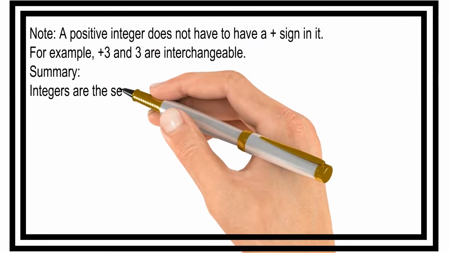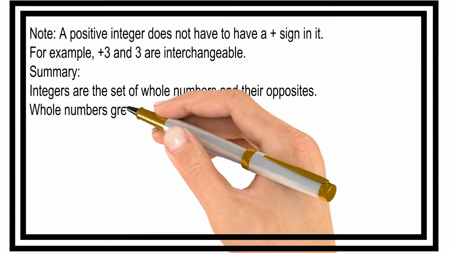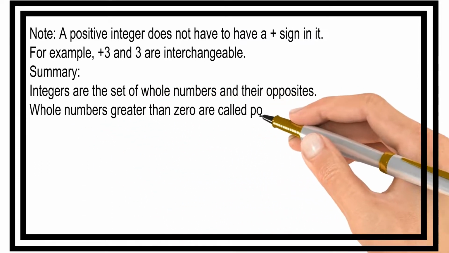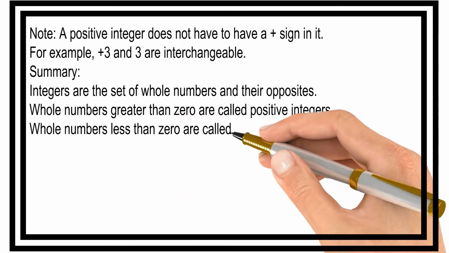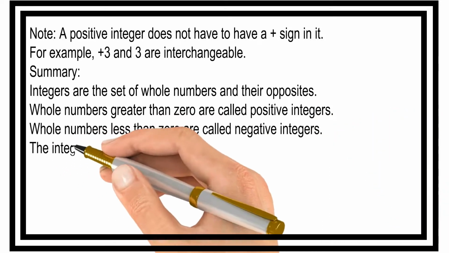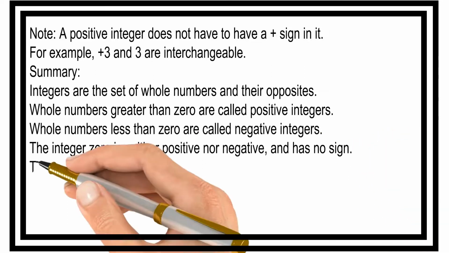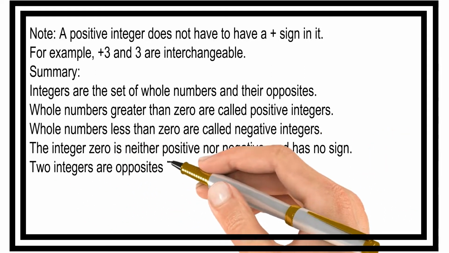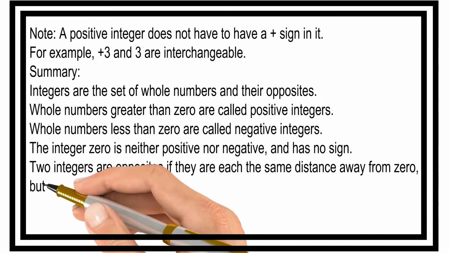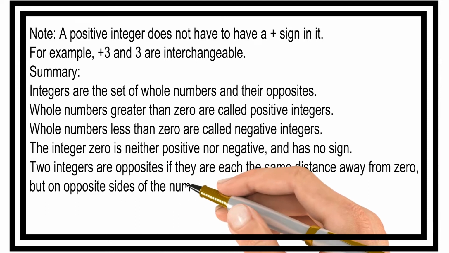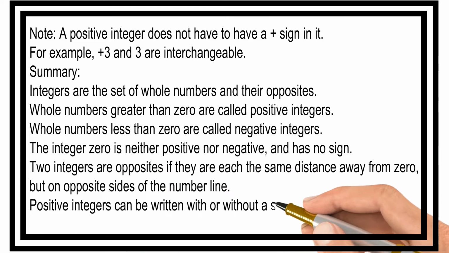Summary. Integers are the set of whole numbers and their opposites. Whole numbers greater than 0 are called positive integers. Whole numbers less than 0 are called negative integers. The integer 0 is neither positive nor negative, and has no sign. Two integers are opposites if they are each the same distance away from 0, but on opposite sides of the number line. Positive integers can be written with or without a sign.